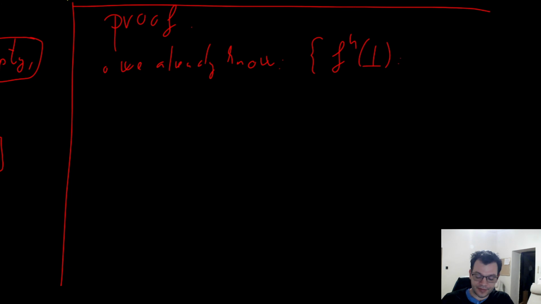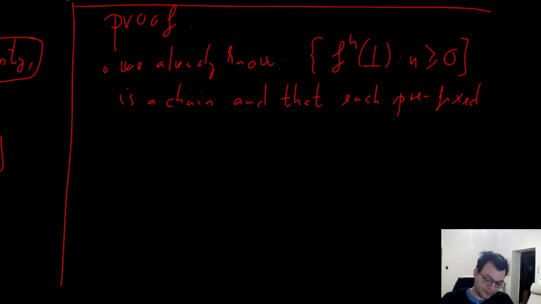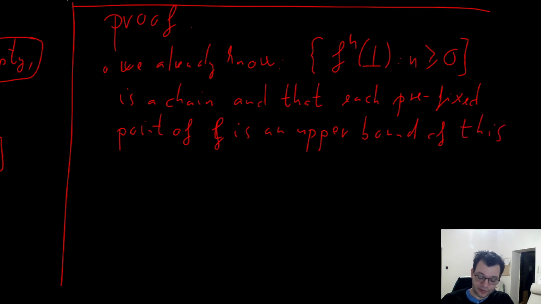For this proof, first we already know that this f to the n of bottom, n at least 0, is a chain, and also that every prefixed point of f is an upper bound of this set.